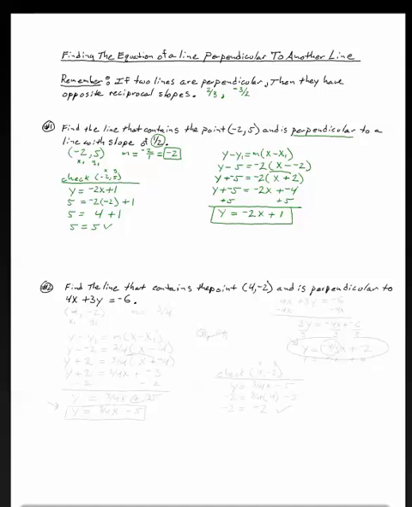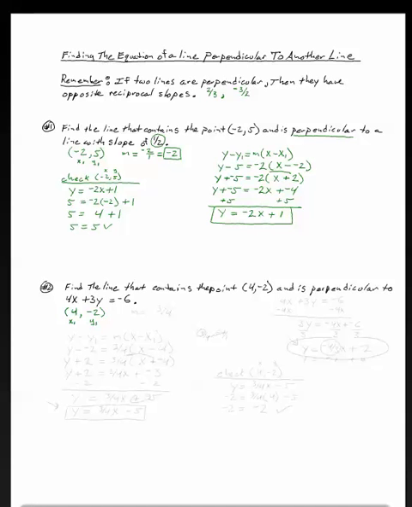Alright, so number 2. Find the line that contains the point 4, -2 and is perpendicular to 4x plus 3y equals -6. So they've given us our point, and our point is 4, -2. So that's our x1, y1 point. The equation they've given us, we want a line that's perpendicular to that.